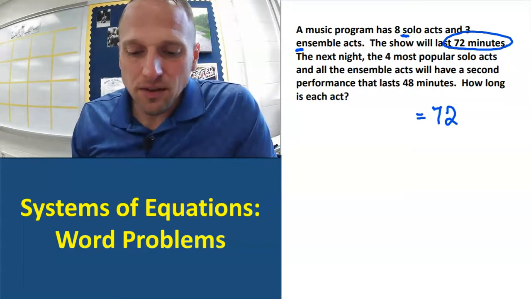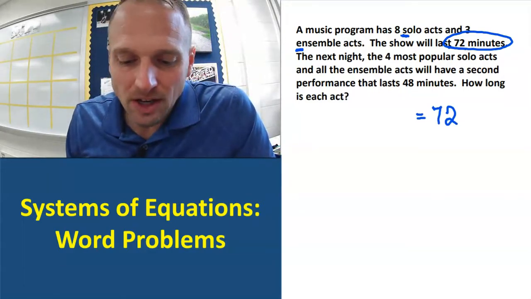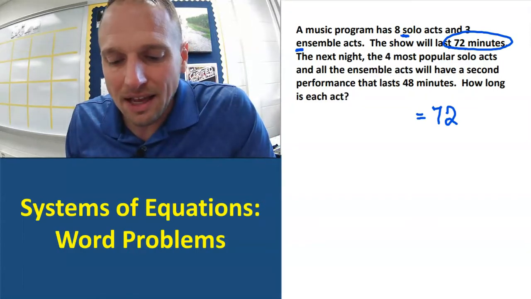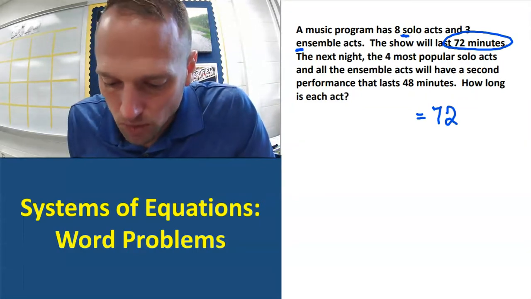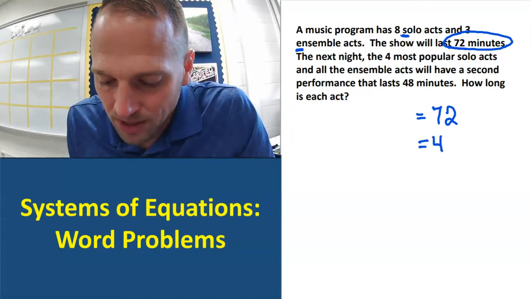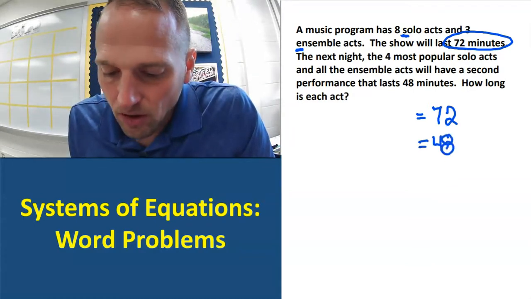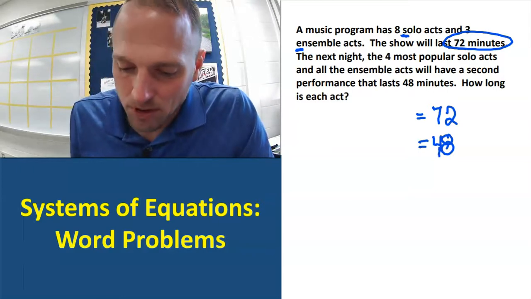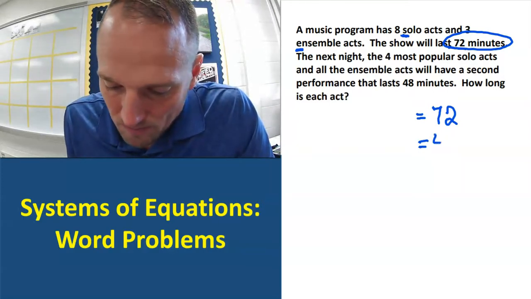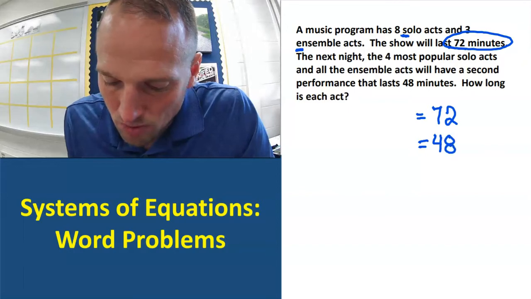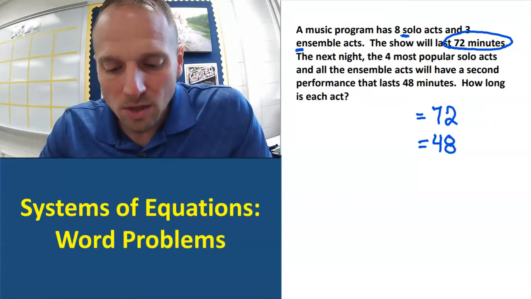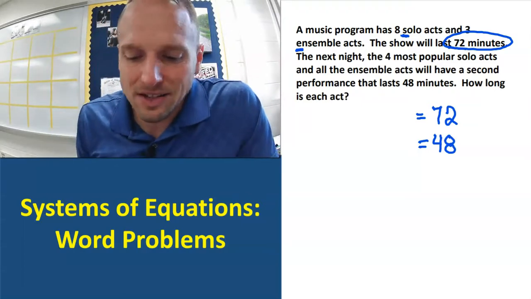The next night, the 4 most popular solo acts and all the ensemble acts will have a second performance that lasts 48 minutes. So this one, the total is going to be 48 minutes. How long is each act? Okay, well, let's go back, and I'm going to erase that 48. Make it a little bit easier to read. Let's go back and read it. The first one says 8 solo acts and 3 ensemble acts last 72 minutes.